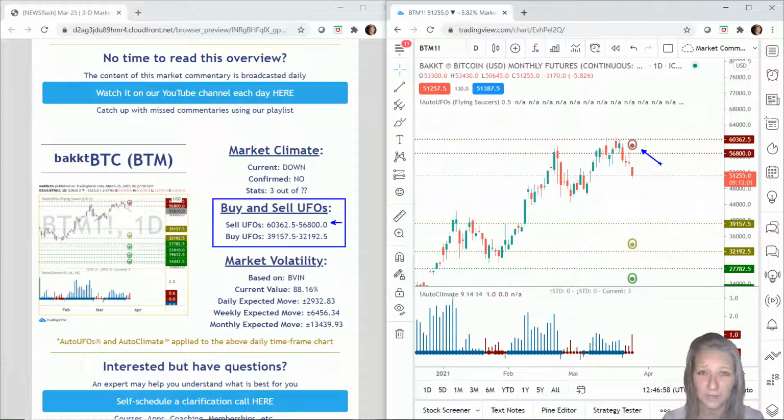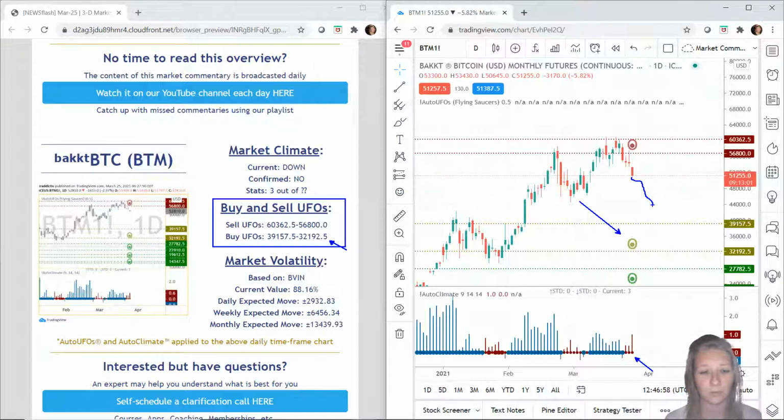60,362.5 to 56,800 even. We then have a stack of buy orders underneath us here, a little way below us, at 39,157.5 to 32,192.5. I would say, based on the room that we have to the downside, meaning buy orders are a little way away, sell orders have already worked, started pushing us down. Although we have an unconfirmed climate at the moment, I wouldn't be surprised to see it confirm itself and continue to the downside for the next few days maybe. That's what I would say based on the UFOs.